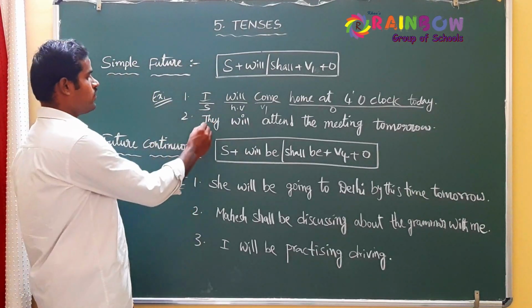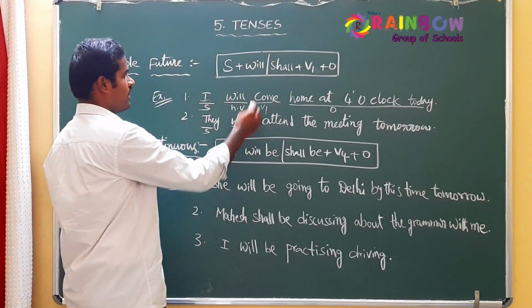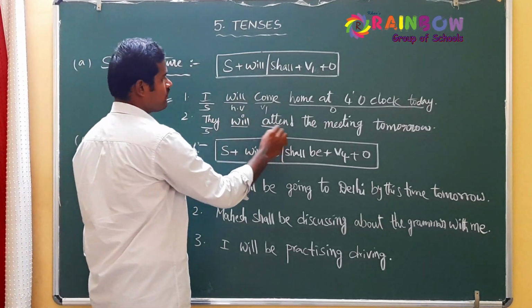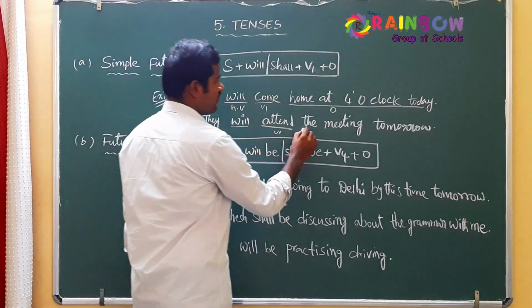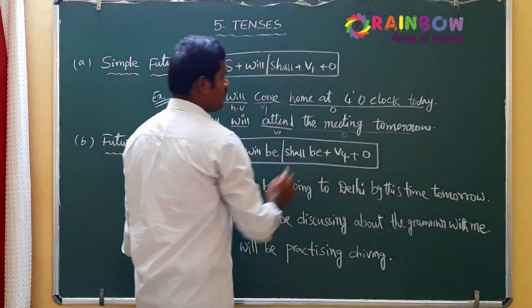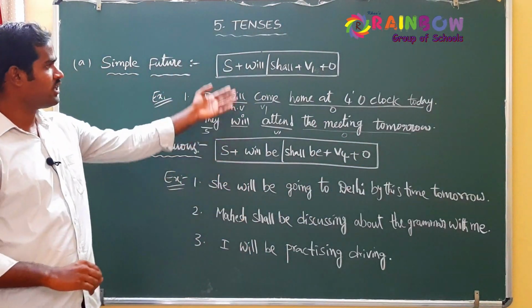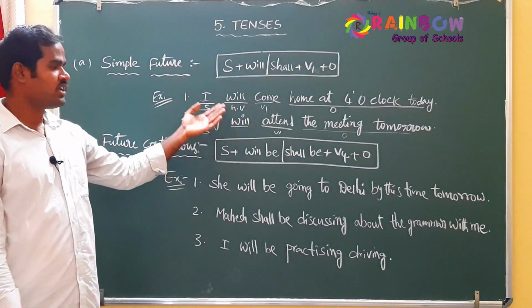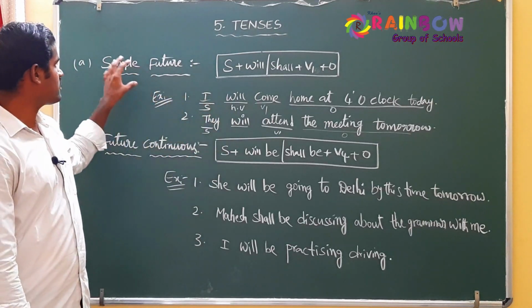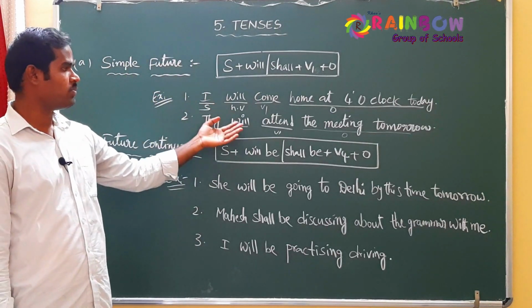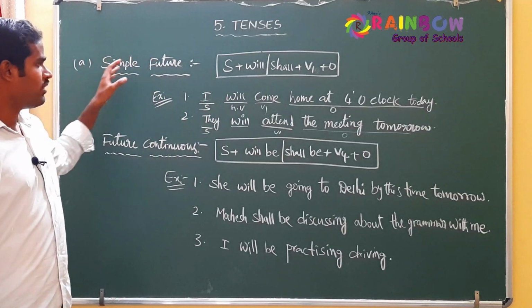And coming to the second one, they is the subject. I have taken will again as our helping verb. Attend is V1, and the meeting tomorrow will be the object. After comparing this statement with the structure, we can say this also is in the simple future tense. These 2 statements contain the simple future tense.